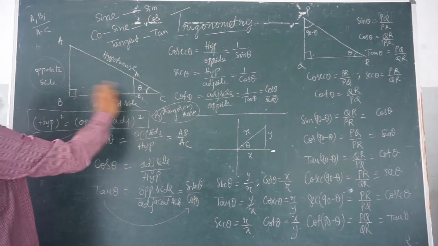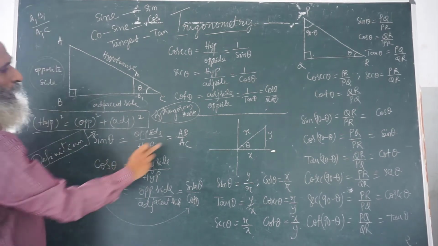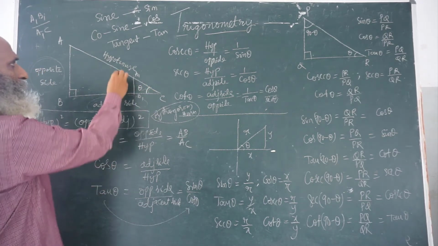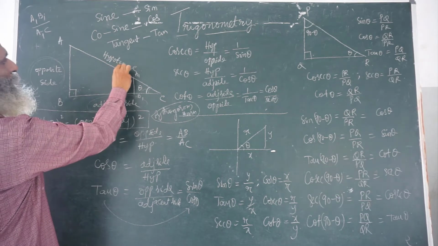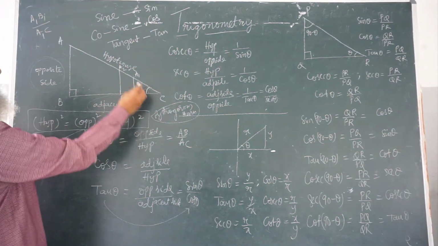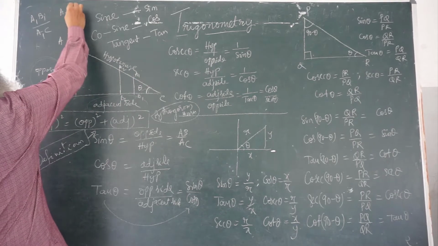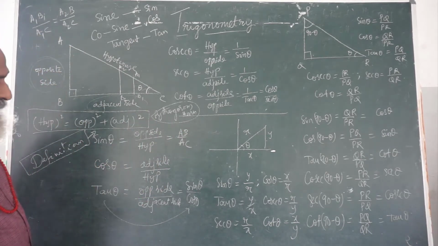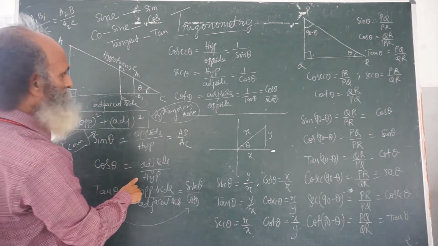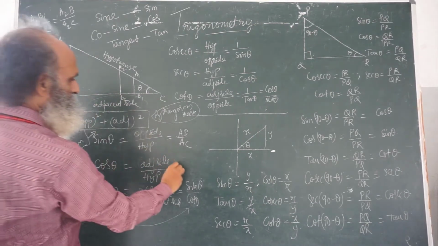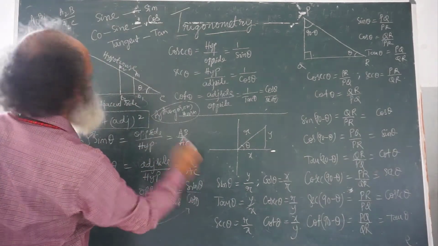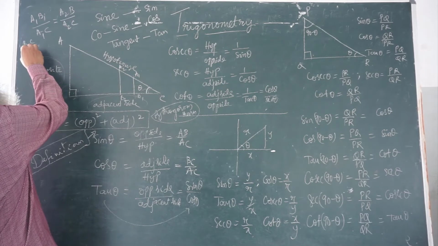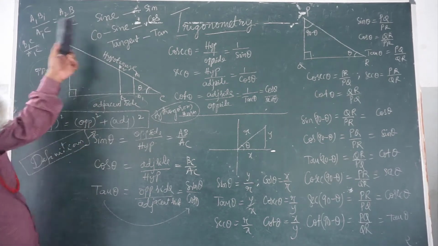So the A1, B1 by A1C ratio and the AB by AC ratio both are the same because the angle is not changing. And suppose I drop a perpendicular here, I call it A2, B2, then sin theta will be equal to A2, B2 by A2C. These two are equal and equal to AB by AC. Similarly, cos theta, adjacent side by hypotenuse. What is the adjacent side? BC by AC. But this is equal to B1C by A1C or B2C by A2C.